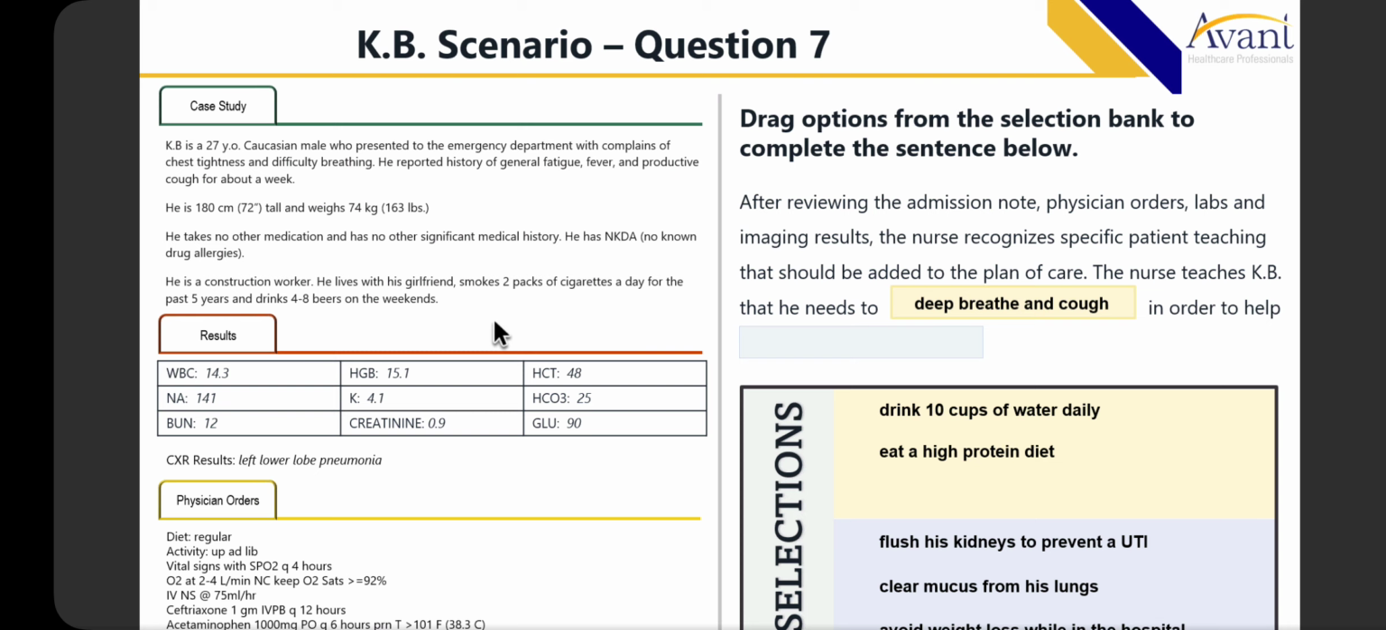But I agree, Dora, sometimes you do have to give some fluids so that you can thin out the mucus. Okay, fluids will moisten the secretions and make them easier to expectorate. But if you have to pick one over the other, the deep breathing and coughing still seems more appropriate for somebody with pneumonia, at least in this question. All right.